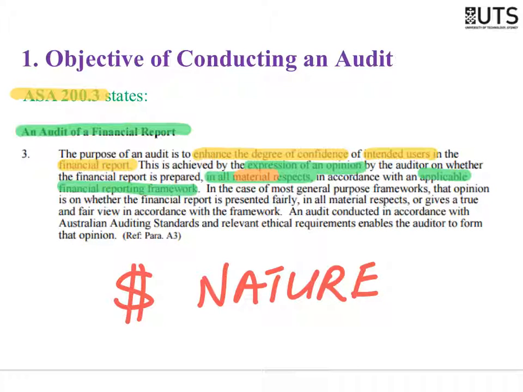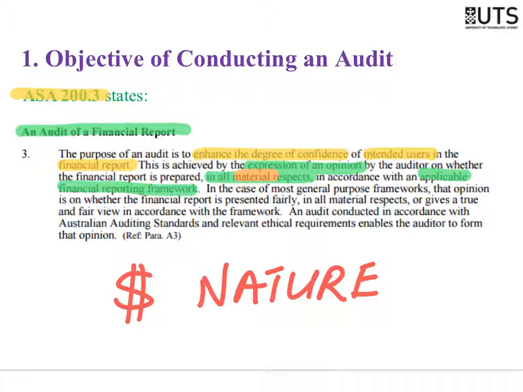So in this case, we're checking that the financial report is prepared in all material respects, in all significant respects, in accordance with an applicable financial reporting framework. What's the applicable financial reporting framework for us? What are we checking the information against? Say that again? AASBs. Guys, your accounting standards.